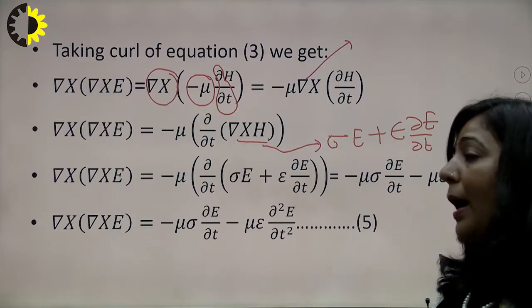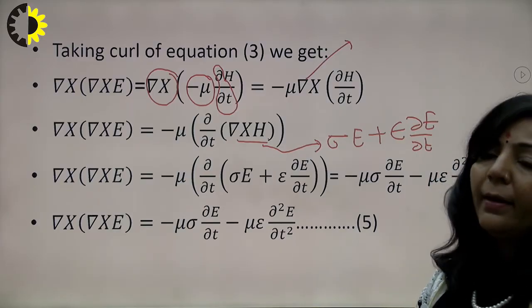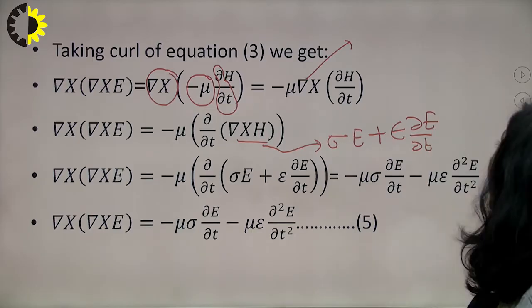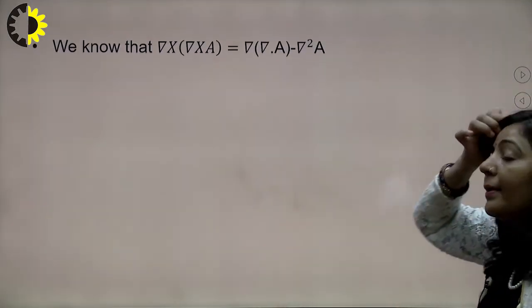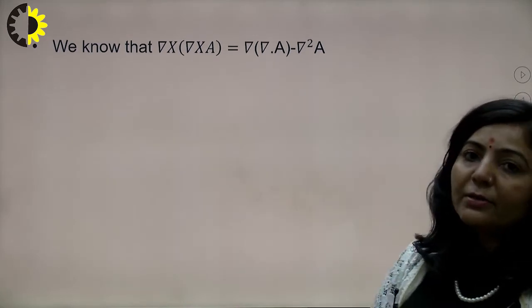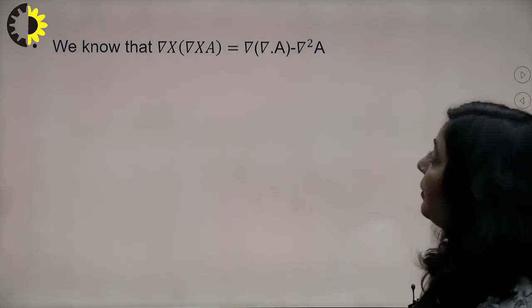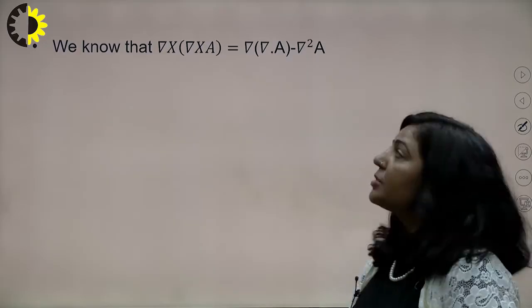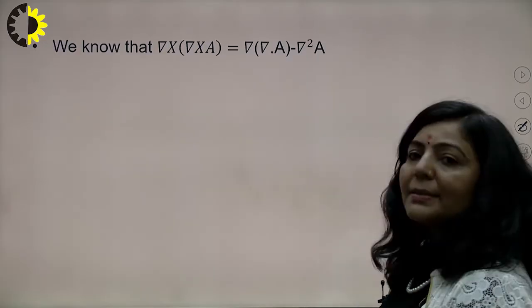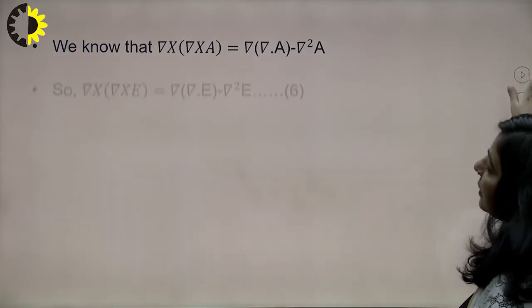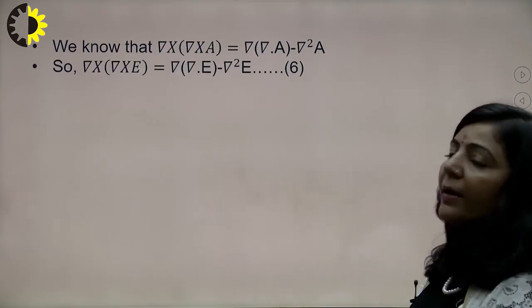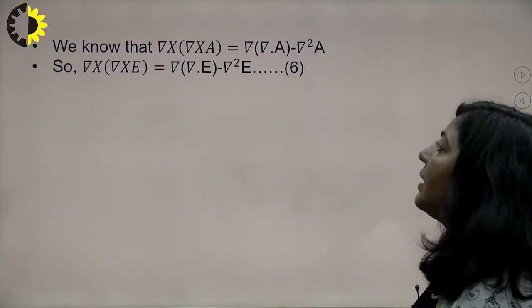Next step is you have to simplify your left hand side. You have simplified the right hand side, and in order to simplify this left hand side, you know this identity: curl of curl of any vector is always gradient of divergence of the vector minus del square of the vector. So using the same logic, you are going to take the curl of curl of E, and that will be gradient of divergence of E minus del square E.